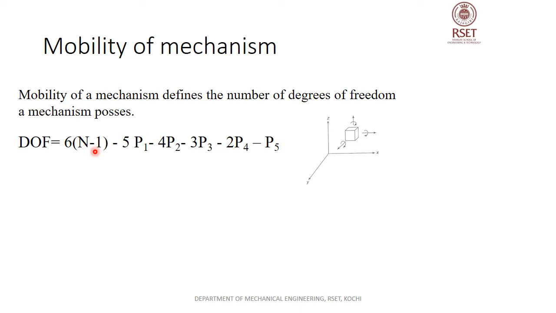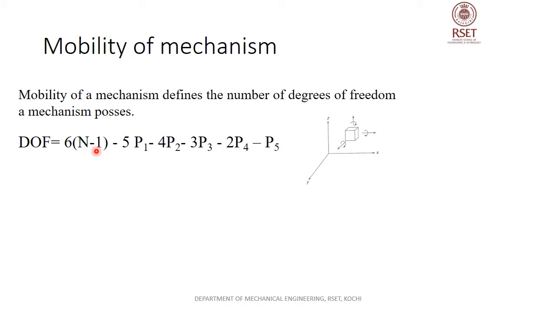So we know that for a link there are 6 motions possible, 3 translations and 3 rotations. So if there are 3 such movable links in a mechanism, and we consider 6 degrees of freedom for each link, then the total degree of freedom possible is 6 into 3, which is equal to 18. So n minus 1 is 3, that is 3 movable links. Each link having 6 degrees of freedom means 6 into 3, 18 degrees of freedom are possible.